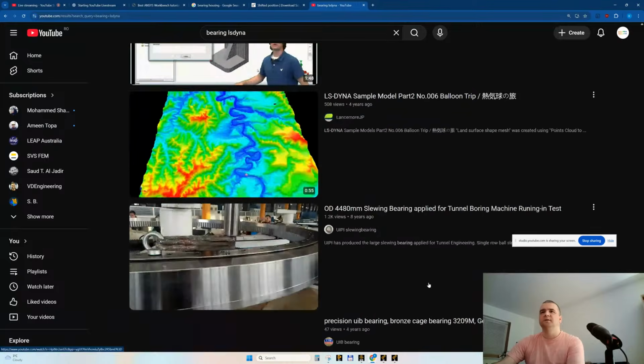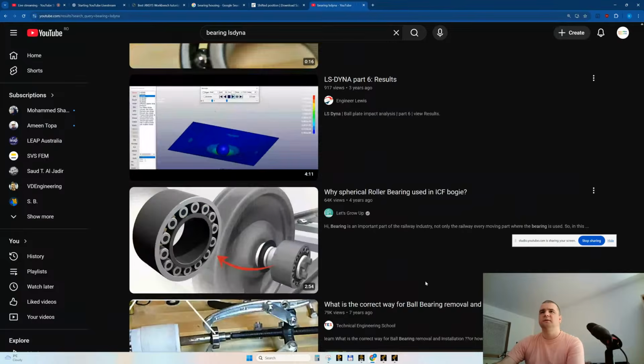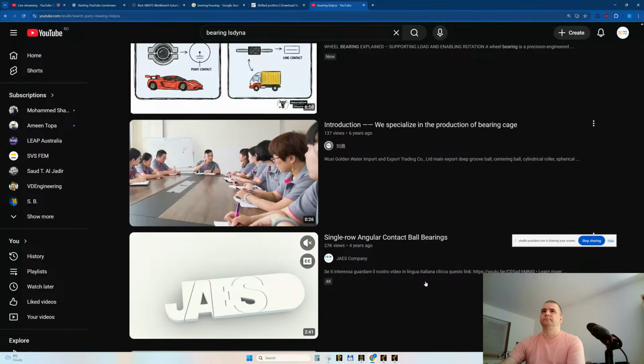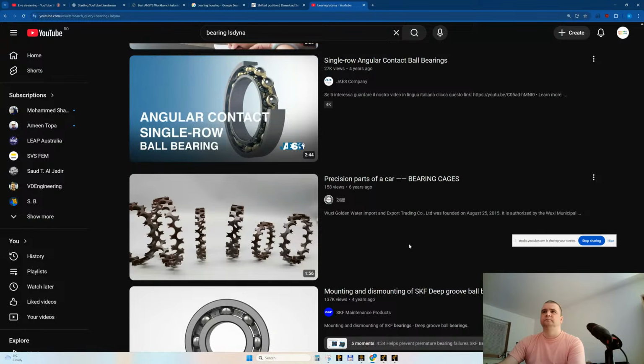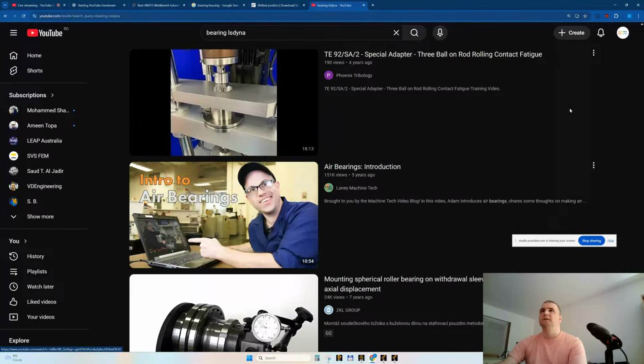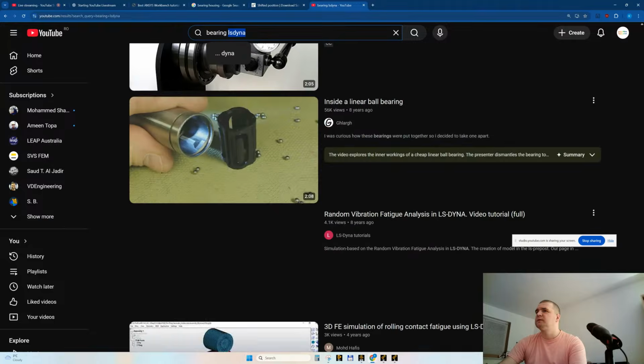Yes, bearings. Bearing cages. Other simulation? No. Bearing, should we go to this line or not? Maybe not at this moment.